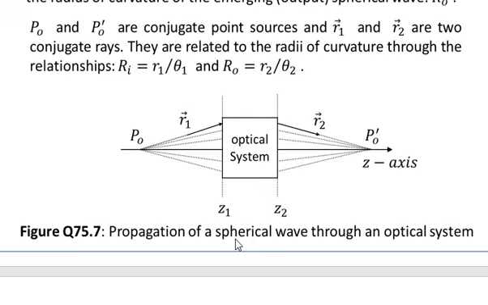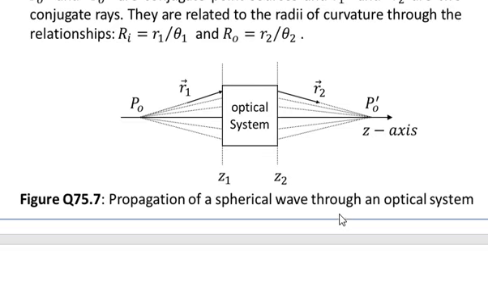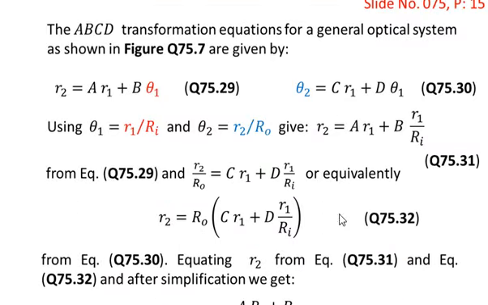So this represents the propagation of a spherical wave through any general optical system confined between the two planes Z = 1 and Z = 2. And there are two conjugate point sources P0 and P0 prime. The ABCD transformation equation for a general optical system, as shown in equation number 7, is given.